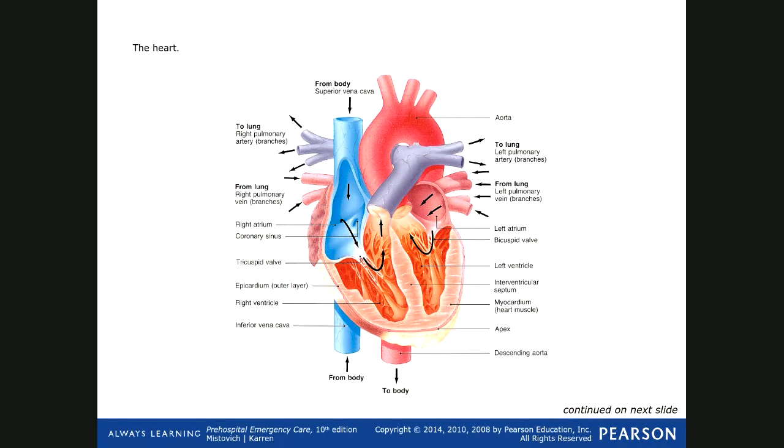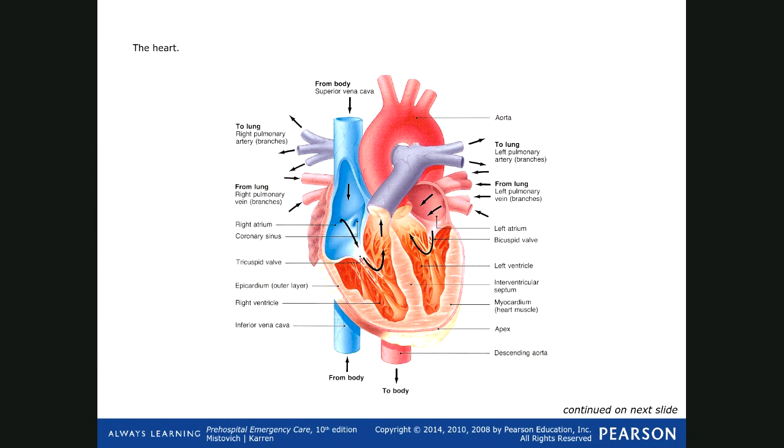It has to go through a valve here. This is called the tricuspid valve. The reason it's called that, it's got 3 little flaps on it, and it's going to go down into the right ventricle. When the right ventricle contracts, the blood is going to be forced up into the pulmonary artery. Now, there is something very significant about this pulmonary artery. This is the only artery in your body that does not carry oxygenated blood, right? The only artery that does not carry oxygenated blood.